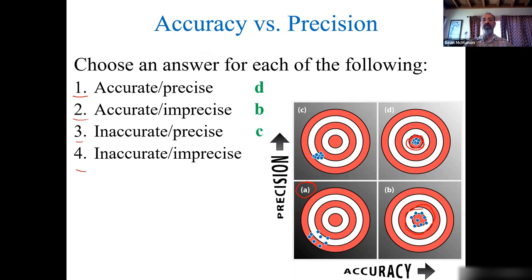Inaccurate and precise, that's what I was talking about earlier, we see C. So this person is very consistent with their throw, right? But the systematic error is they're off a little bit. So all they would need to do is step over to the right, and then when they use that same technique, because they're precise and consistent, they would fix their accuracy.